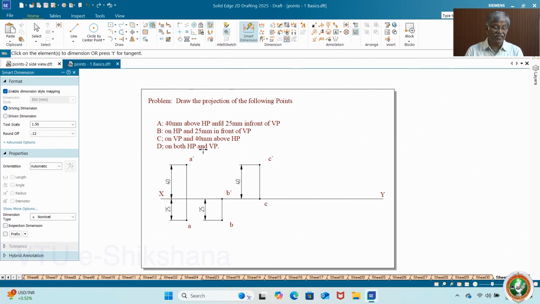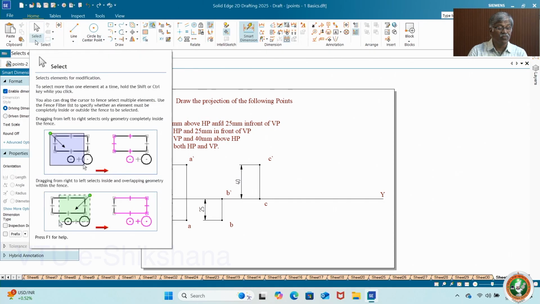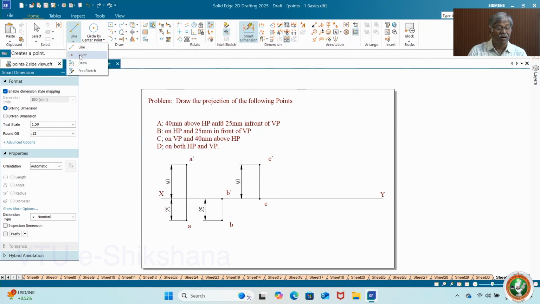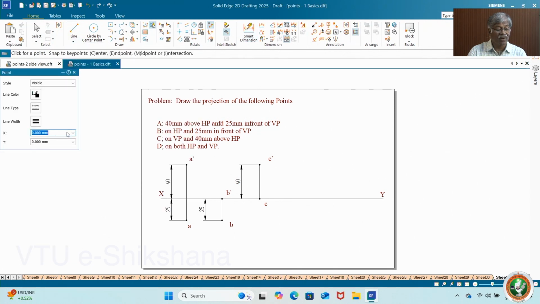Even you can keep above, that becomes second quadrant, because it is common to first quadrant and second quadrant. The last point is D. It is both on HVP. It is coinciding with the reference line. That's why 0 distance from HP, 0 distance from VP. Definitely, you have to keep one single point on XY line of given thickness, say 50, and mark here.